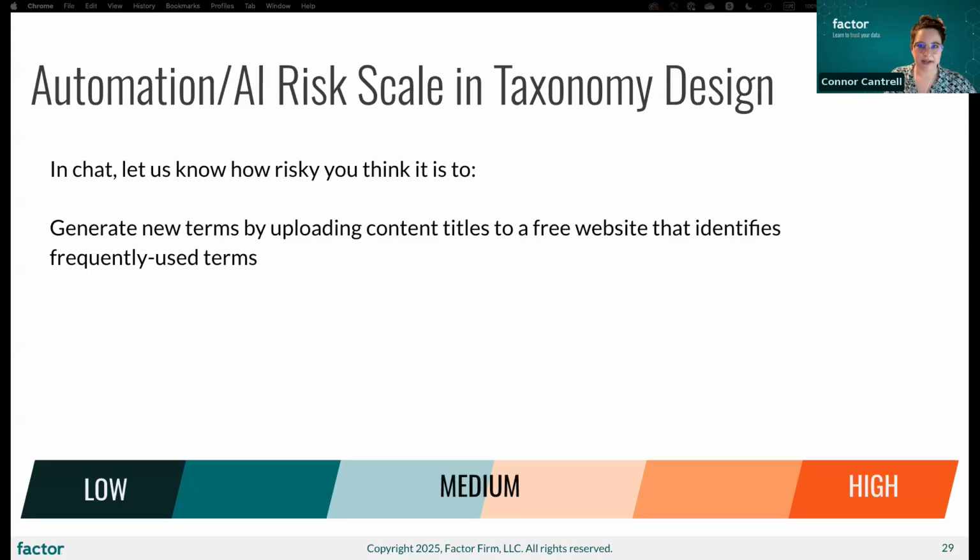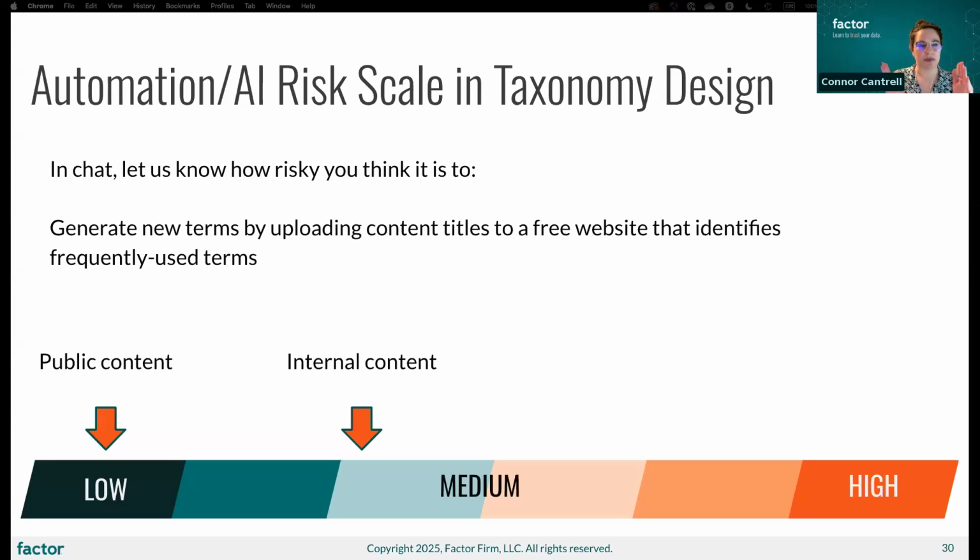Okay, so I have to admit, I got a little tricky here, because this is a chance to break out one of my favorite phrases in IA, which is "it depends." So public content that is already surfaced online is probably pretty low risk to upload. But if it's internal only content titles that aren't surfaced publicly, there may be proprietary or sensitive information that, even in the content titles, you don't want to upload to a free website.